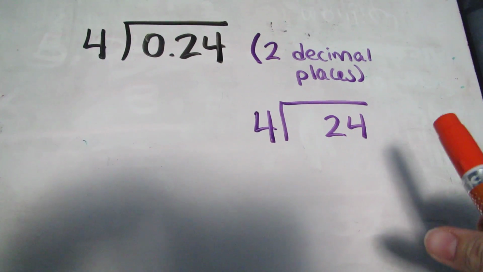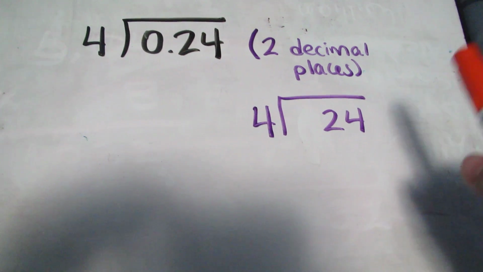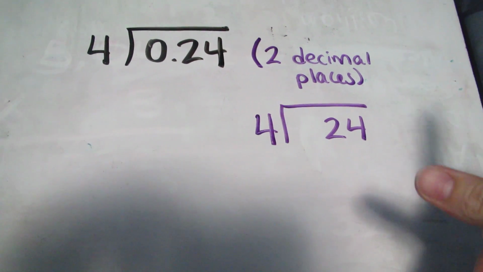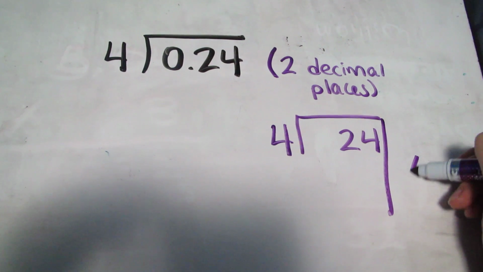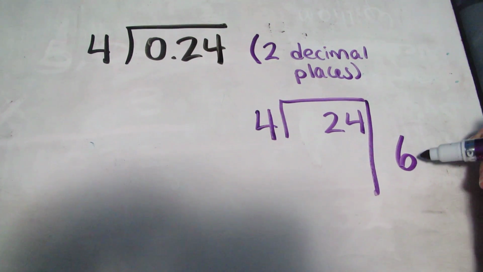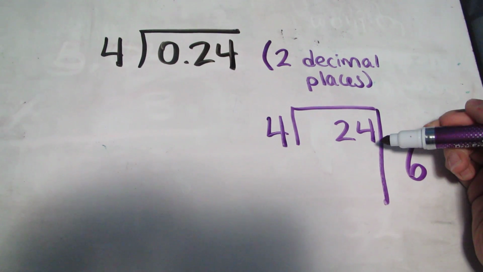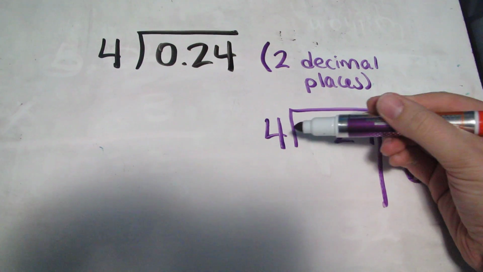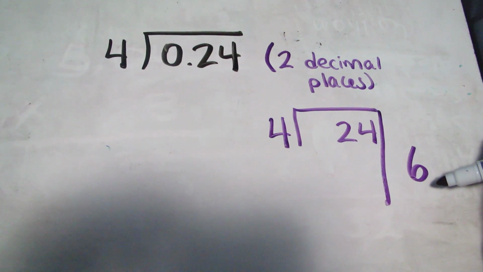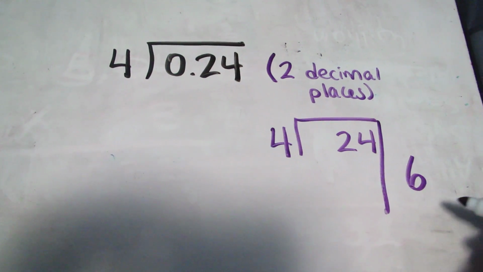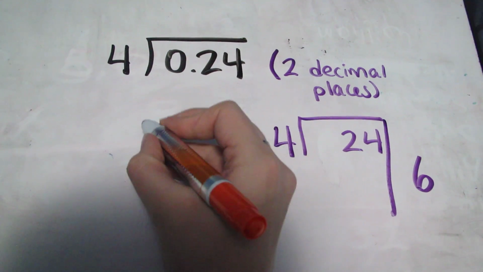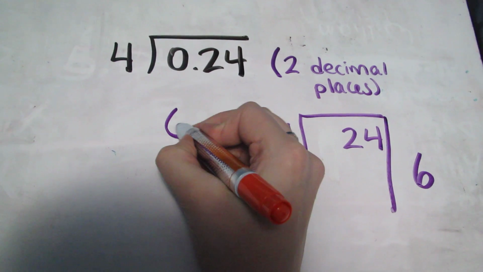I bet you said 6, and I bet you said that quickly because you're so good at reflex math. So we know that our answer here is actually 6. 6 times 4 is 24, and 24 divided by 4 is 6. So there we go. That was quick, wasn't it? But then we have to bring it back over here and put our answer in the right way.